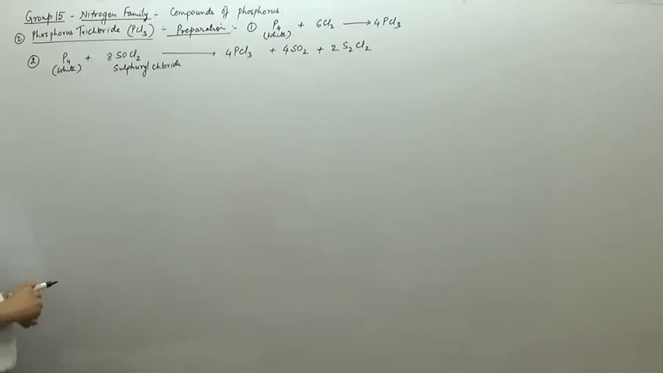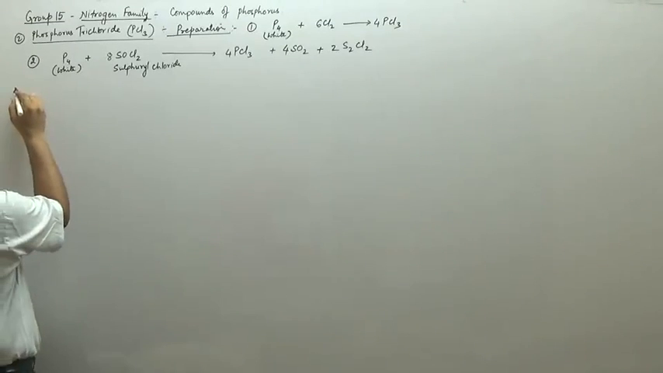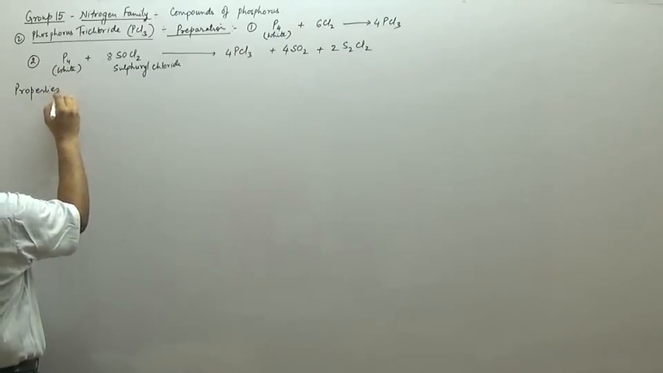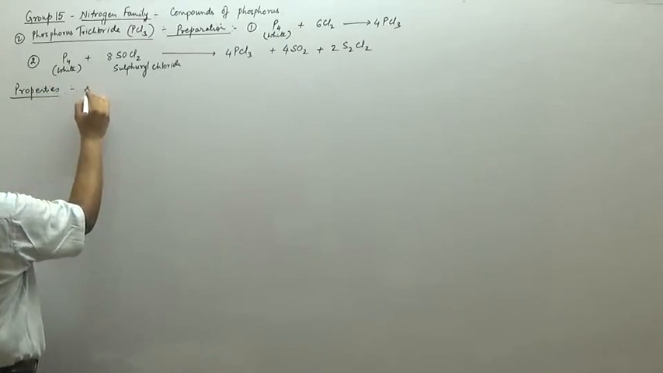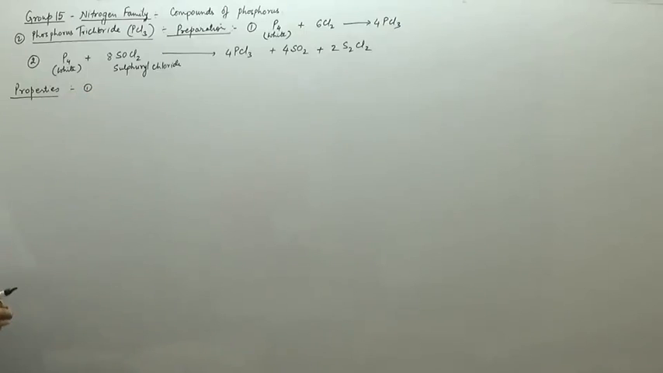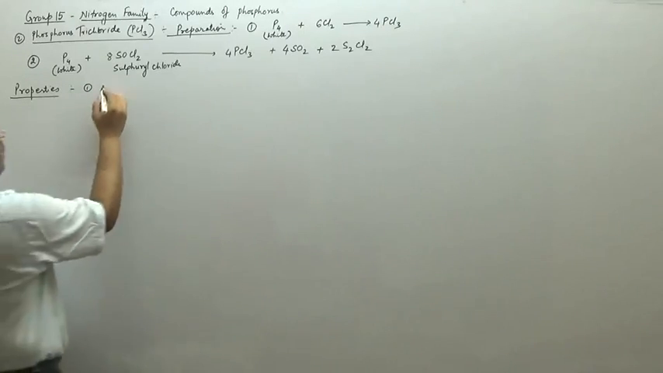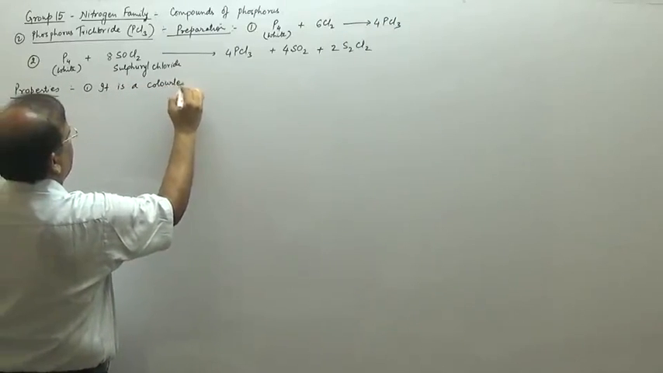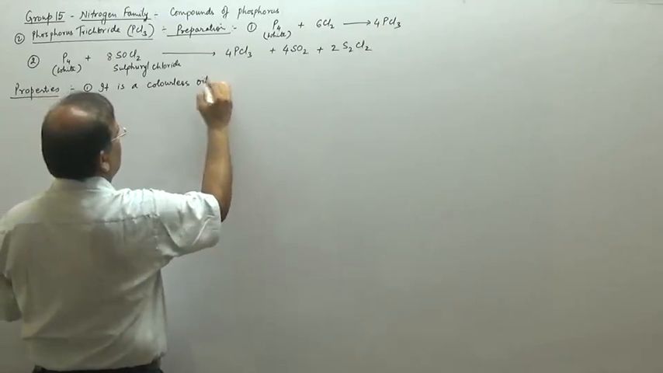So these are the two methods for the preparation of PCl3. Now we can write the properties of PCl3. What are the properties of PCl3? In properties we can say that it is a colorless, oily liquid.